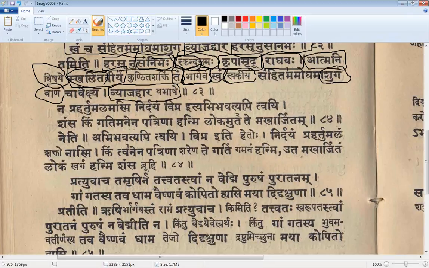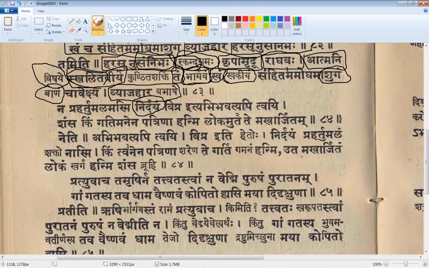Na prahartum alam asmi nirdayam vipraha iti is the padacheda. Abhibhavati api tvayi. Shamsa kim gatim anena patrina means ashugena banena, hanmi uta lokam te makharjitam. So basically he says that nirdayam prahartum alam na asmi. Alam means samartha in this case. I'm not able to strike you in a cruel manner, mercilessly. Nirdayam is an adverb to prahartum. I cannot strike you mercilessly.